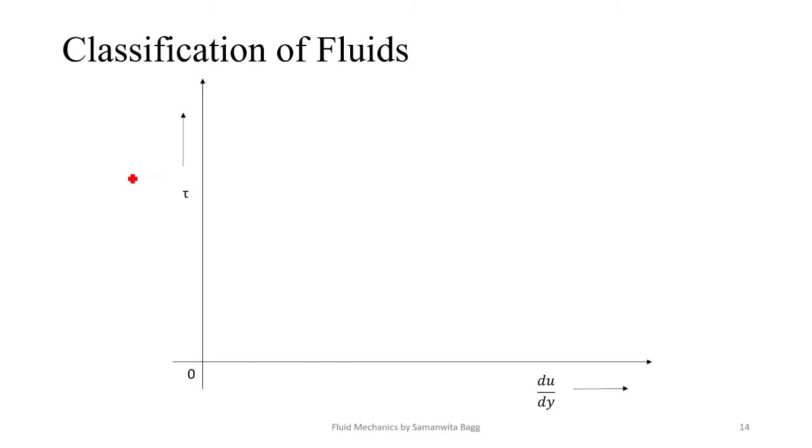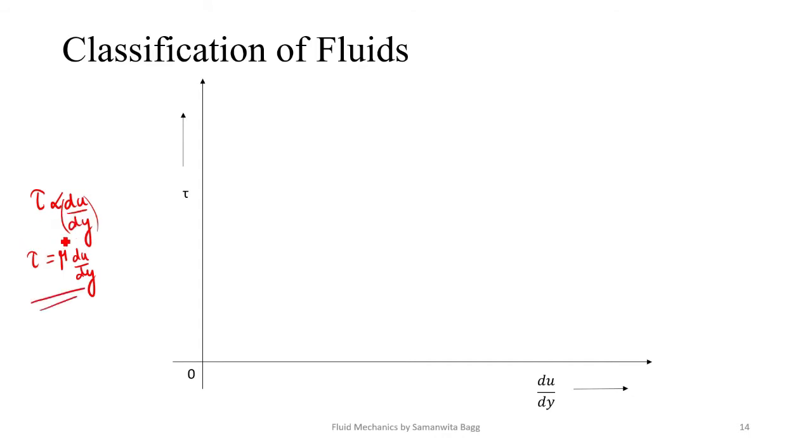We saw that tau, that is shear stress, was directly proportional to the rate of shear strain or velocity gradient, as you can call this term. When I substitute this proportionality sign with an equal to sign, I used a constant of proportionality, which was mu. Tau is equal to mu du by dy.